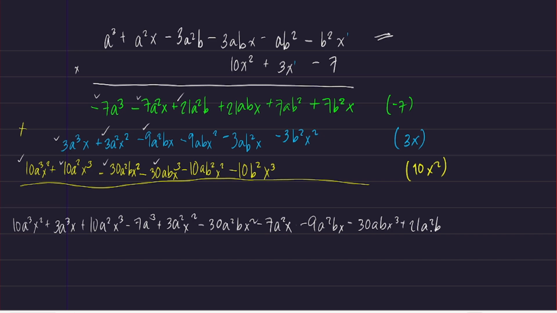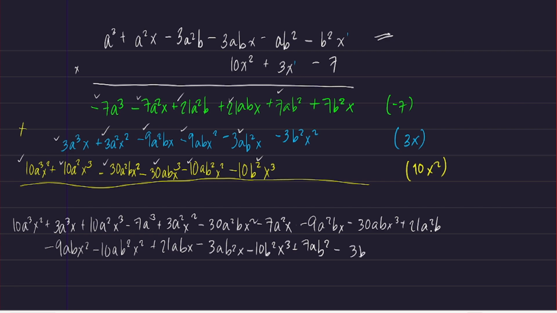Sulat ko na sa baba yung iba. Minus 9ab squared minus 10ab squared x squared plus 21abx minus 3ab squared x minus 10b squared x cubed plus 7ab squared minus 3b squared x squared plus 7b squared x.